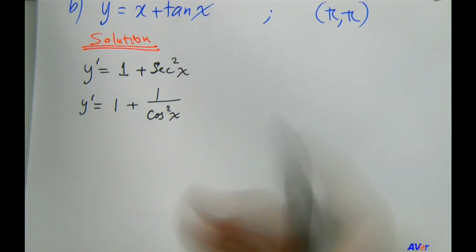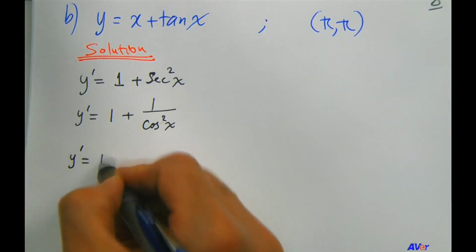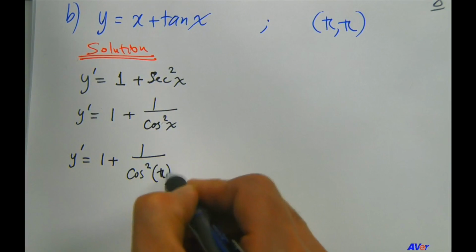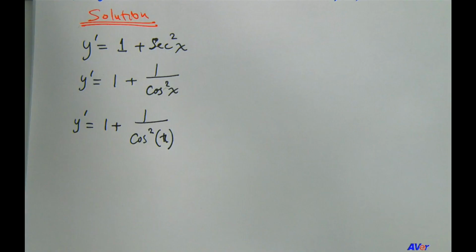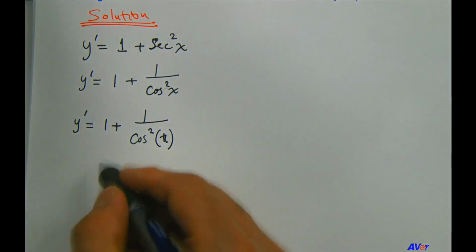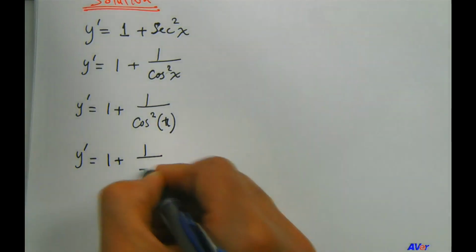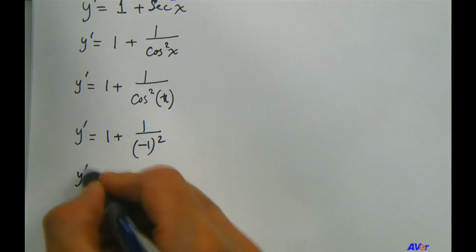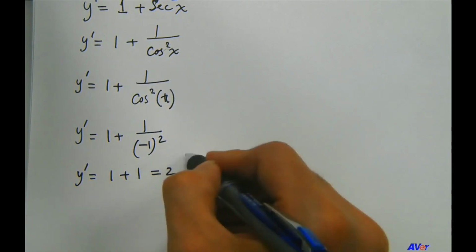Okay, so now let's calculate the slope by plugging in pi for x. So we have y prime is equal to 1 plus 1 over cosine squared of pi. We know from Math 127 that cosine of pi is minus 1. So minus 1 squared would be 1. But let's take it step by step. So 1 plus 1 over minus 1 squared. So y prime is 1 plus 1, or equals 2. So this is the slope of the tangent line.